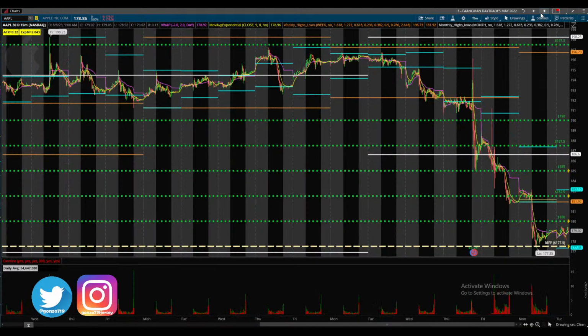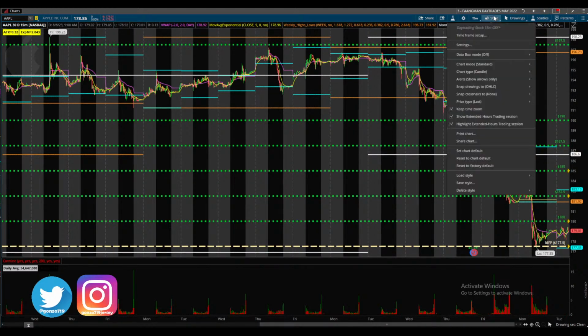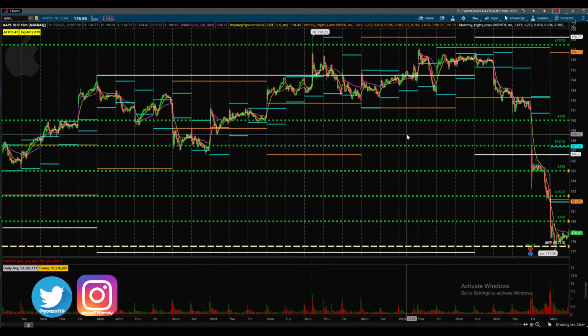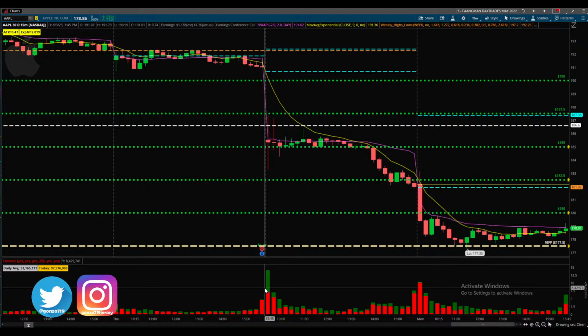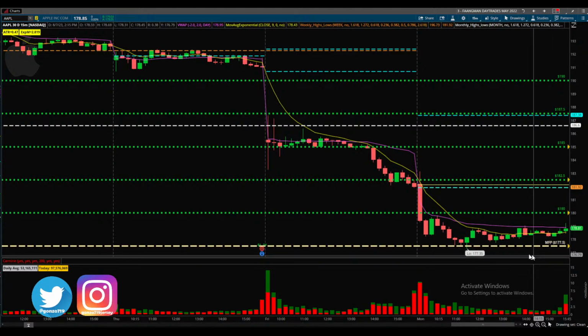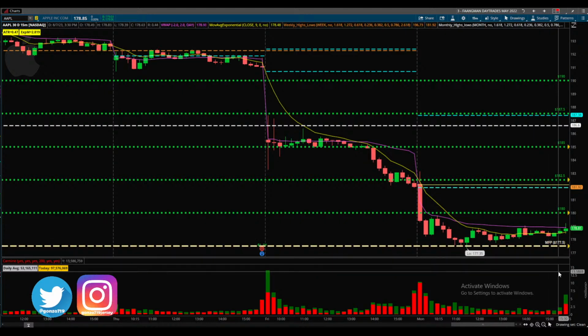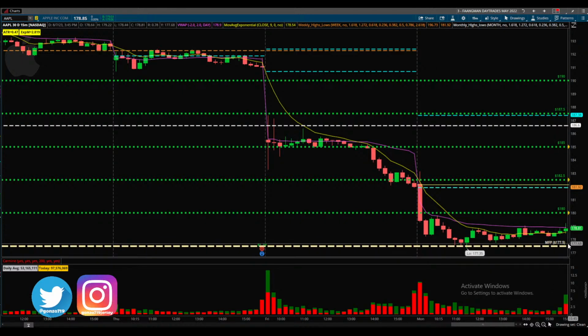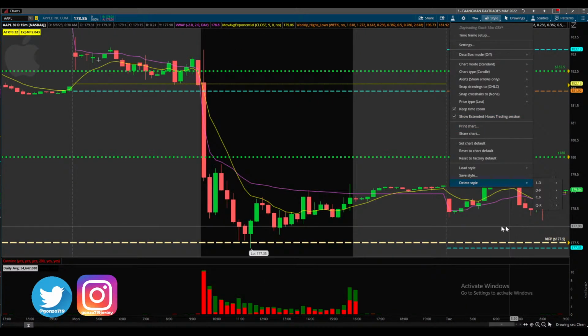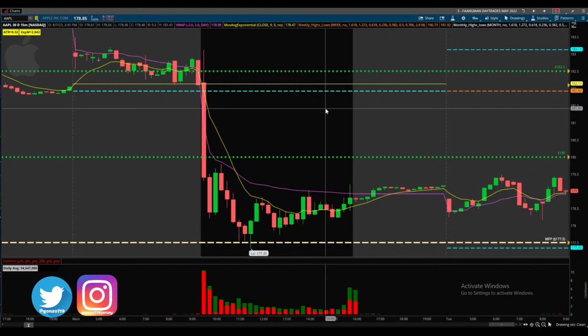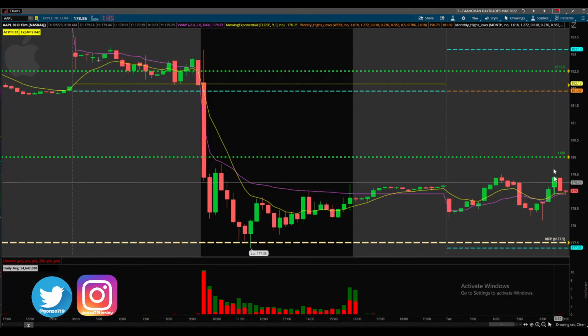Let's look at some gamma levels here. There's that flip point I talked about, 177.5. That's where the market flips to negative gamma below it. Negative gamma is volatile. We are right now at 179 even. Price is right here. I have alerts at the flip point and at 180.